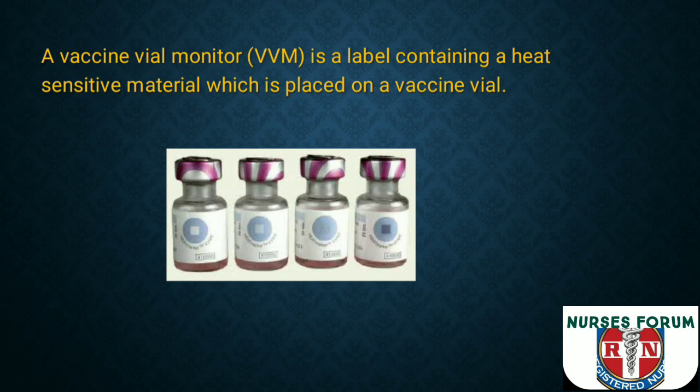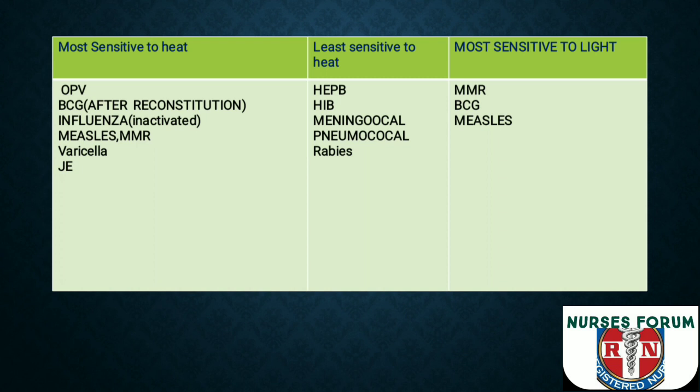You can see this image. By looking at this image you can understand how the color is getting changed. We have to discard the vaccine when the color reaches up to black. This image shows vaccines which are most sensitive to heat, least sensitive to heat and most sensitive to light. Let us see first vaccines which are most sensitive to heat.